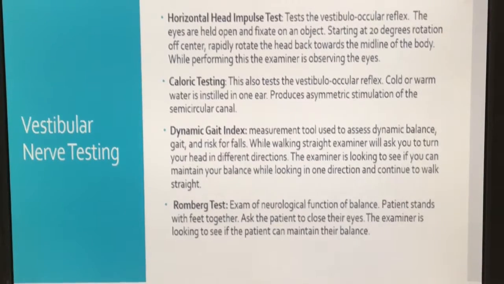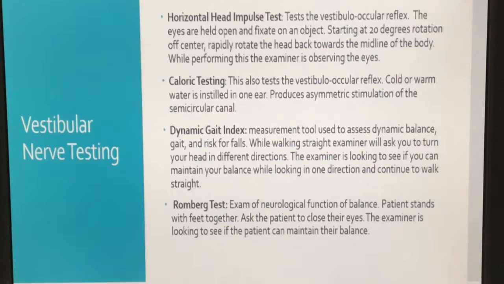Caloric testing. This also tests the vestibular ocular reflex. Cold or warm water is instilled in one ear. It produces an asymmetric stimulation of the semicircular canal.